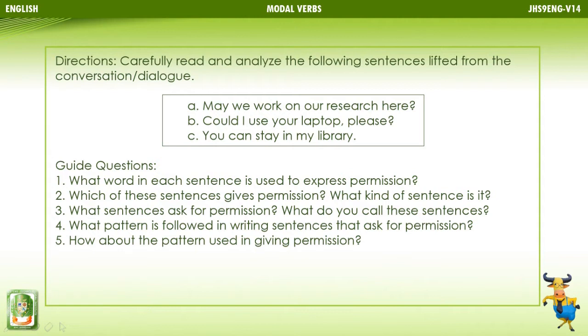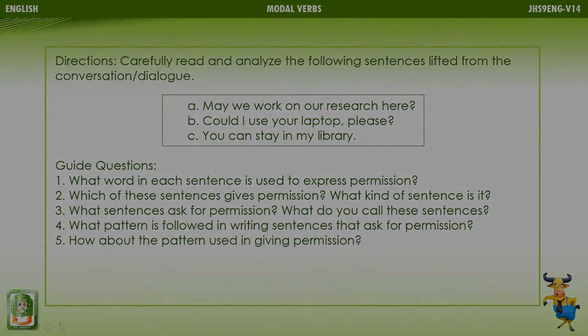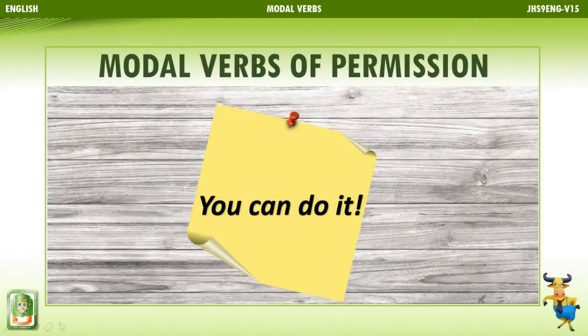Guide questions. 1. What word in each sentence is used to express permission? 2. Which of these sentences gives permission? What kind of sentence is it? 3. What sentences ask for permission? What do you call these sentences? 4. What pattern is followed in writing sentences that ask for permission? 5. How about the pattern used in giving permission? Modal verbs of permission.